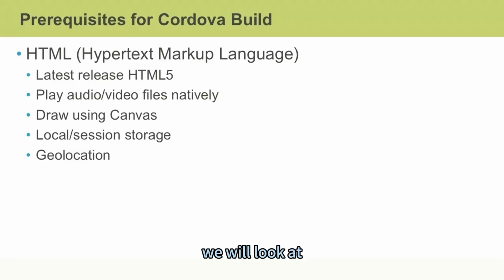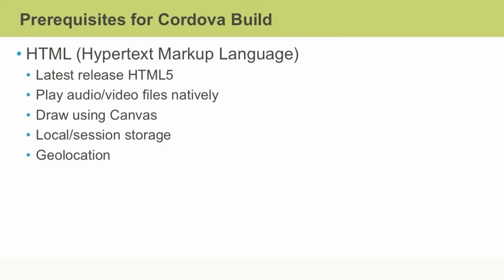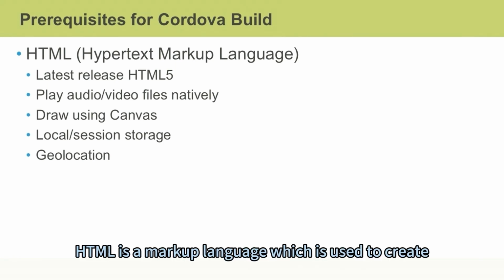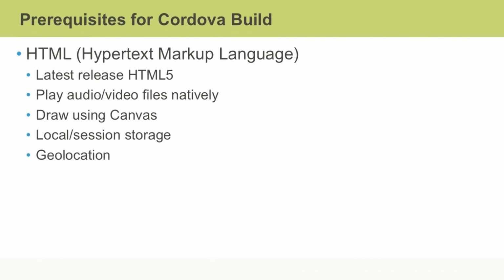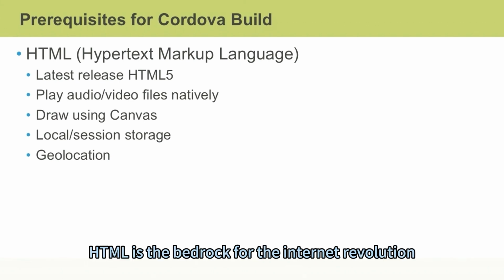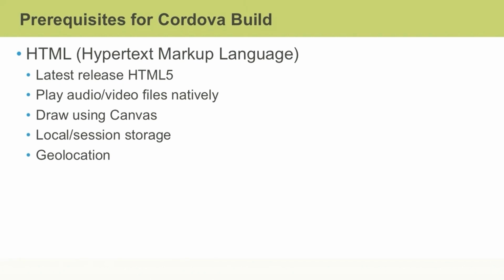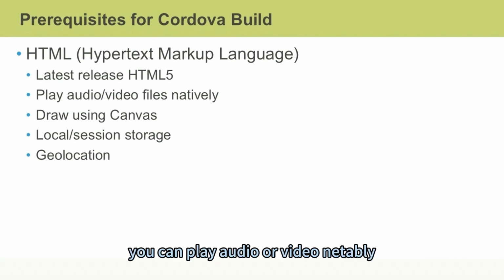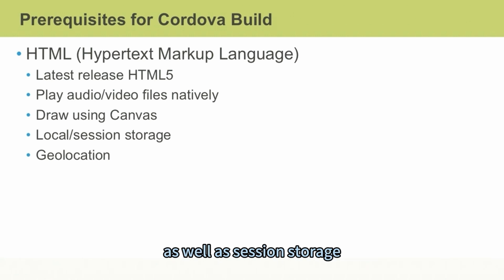In this video, we will look at some of the prerequisites needed to work in Cordova. HTML. HTML is a markup language which is used to create web pages and is rendered by the browser as a visible or audible page. HTML is the bedrock for the internet revolution, and the web has re-experienced it. Now, in the latest version of HTML, you can play audio or video natively, draw using Canvas, and store data in local as well as session storage, access the geolocation API.